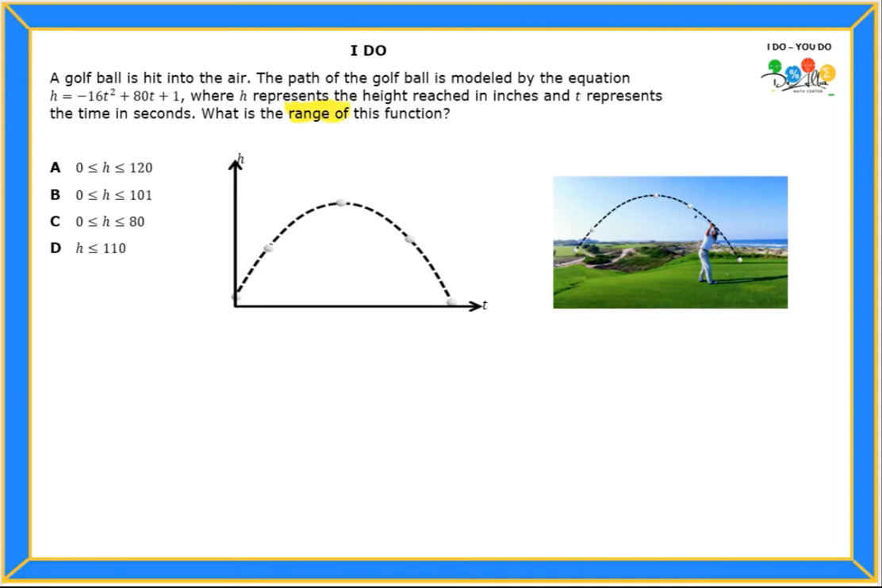So first of all, let's see what I'm looking for. We need to find the range of the function. Now, when I think about range, I think right away about the y-axis, or the y coordinates. And you're right. The only difference is that right now, the y is represented with the h, which is the height of the golf ball, right? And x is going to be the time in seconds, okay? So I can see that my graph has a maximum point somewhere over here.